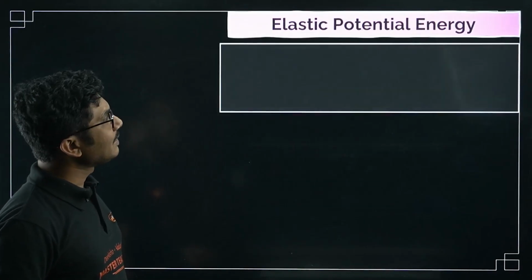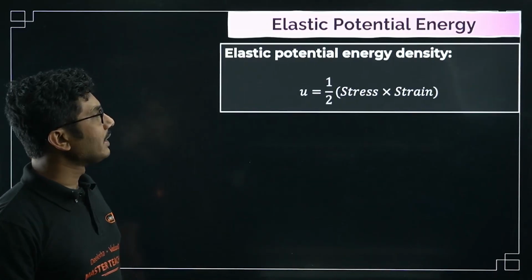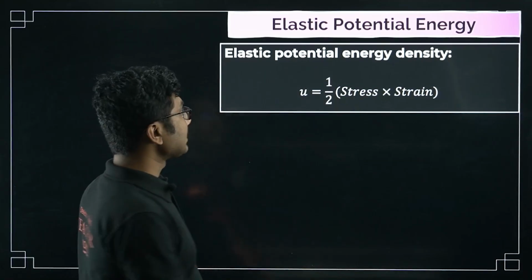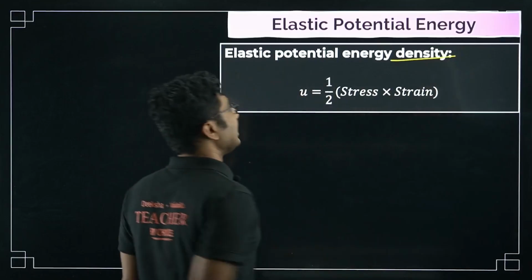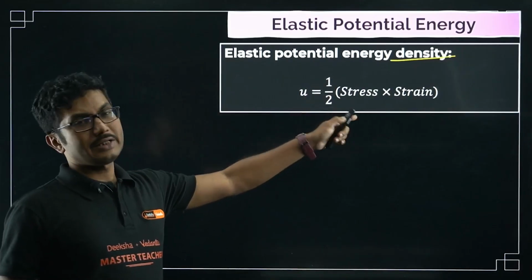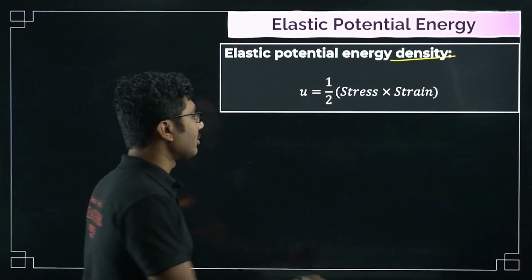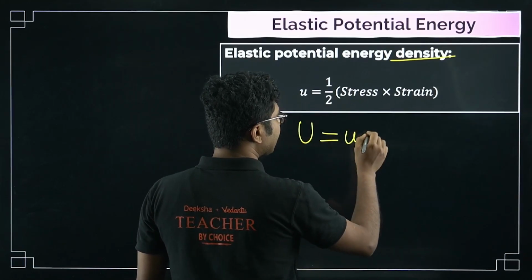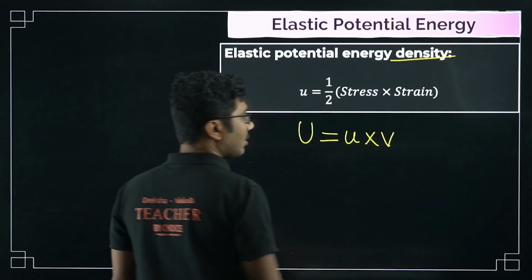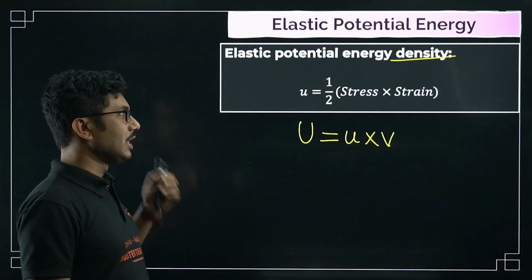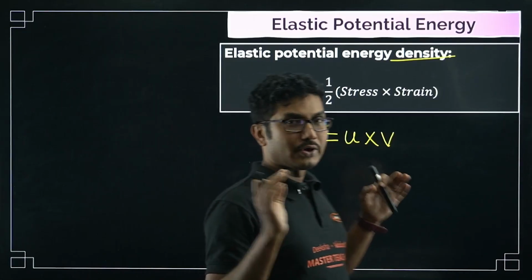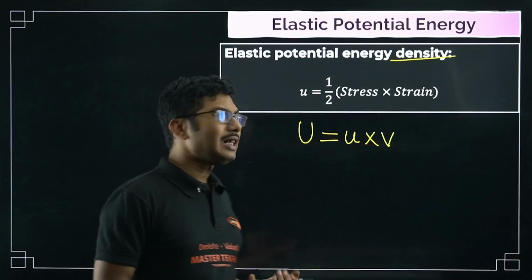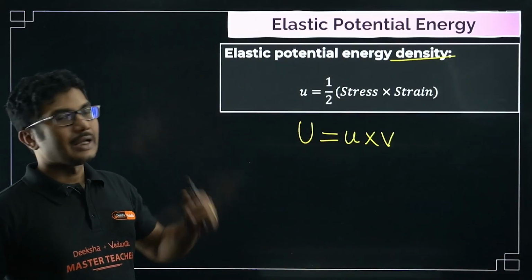Now, elastic potential energy. So what is the formula for elastic potential energy? Elastic potential energy per unit volume, or elastic potential energy density, is basically half stress into strain. Derivation obviously is not required. What is total potential energy? Total potential energy is potential energy density into volume. Okay, this is the total potential energy. So if you stretch something or if you compress something, definitely some energy is getting stored. So that is called elastic potential energy.